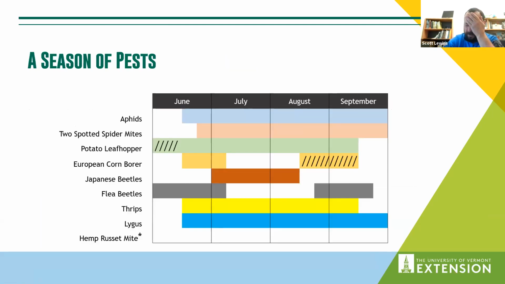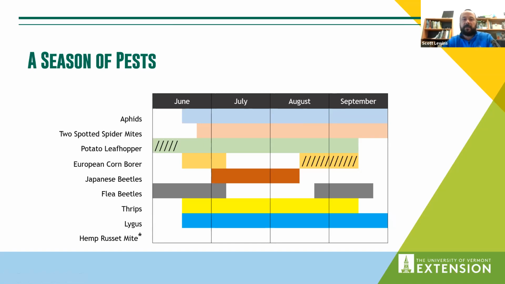So I put this together a couple of months ago just to get an idea of what the whole season looks like, essentially the season for growing hemp. This is for Vermont, so it's a little bit skewed later, but for Connecticut, you have essentially the same pattern, even if you have things showing up a little bit earlier.